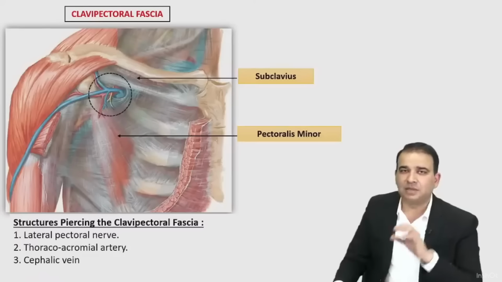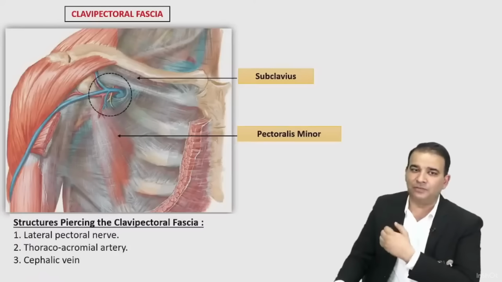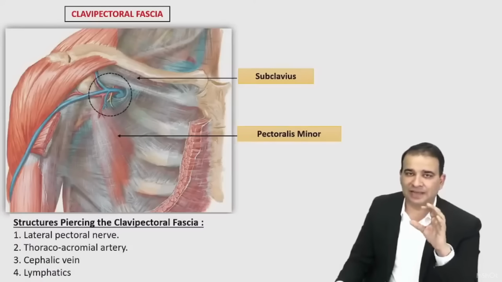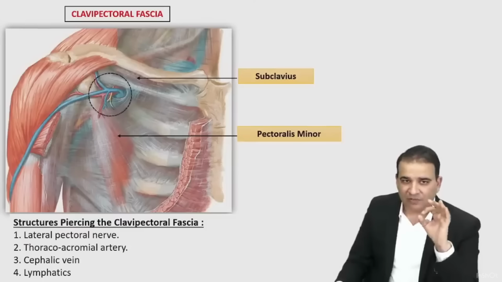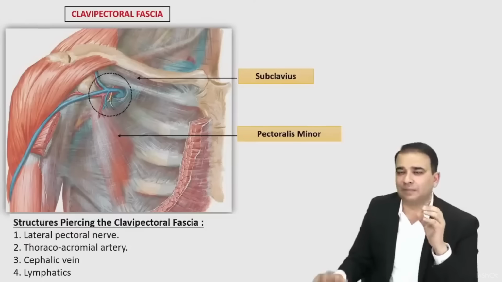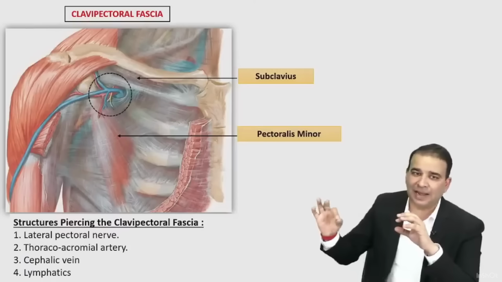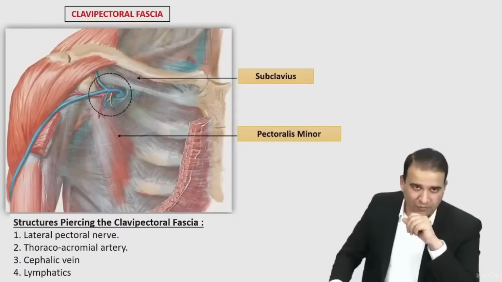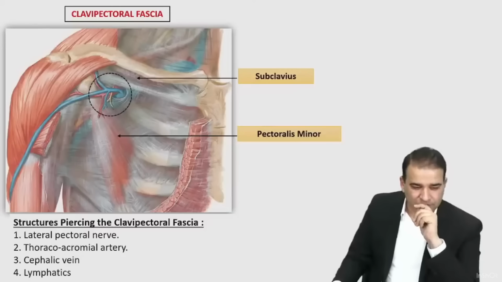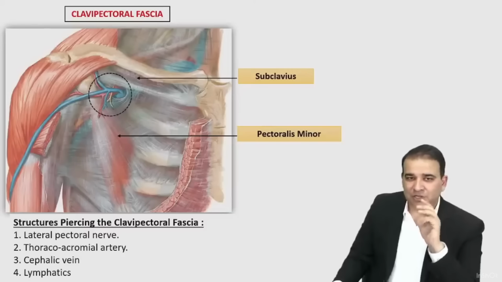And finally, some lymphatics which are going to drain into the apical lymph node are also there. So we have a nerve, we have an artery, we have a vein, and we have lymphatics. One artery, one vein, lymphatics, and the nerve also. So this is about the structures piercing the clavipectoral fascia.